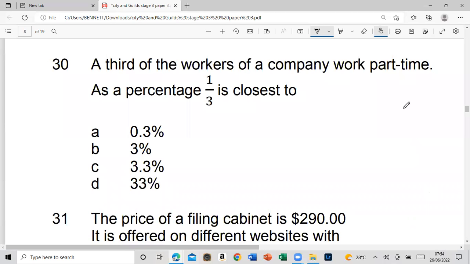1/3 of the workers of a company work part-time. As a percentage, 1/3 is closest to, you know, 33, right? Yeah. That's all you do. 31.